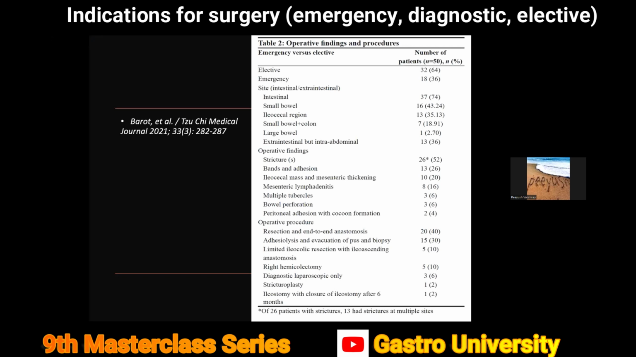Just a brief review of two case series from India highlighting what surgeries are being performed. This is one of the series from Central India, in which they have described 50 cases, in which almost 36% cases were emergency. And as we can see, the most common region was intestinal, followed by small bowel and ileocecal region. And the most common finding was stricture, and the most common surgical procedure performed was limited resection with end-to-end anastomosis, followed by adhesiolysis, and then more radical resection like right hemicolectomy, laparoscopy, stricturoplasty, and stoma closure.